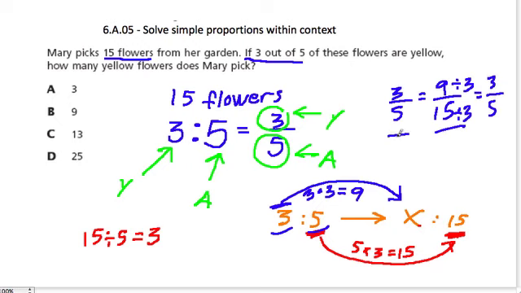Now, proportions can relate a bunch of equivalent fractions, and usually some part is missing, either the numerator or denominator, or first part or second part, but we can always use this type of strategy to figure out the missing part. So here the answer is 9. There will be 9 yellow flowers.